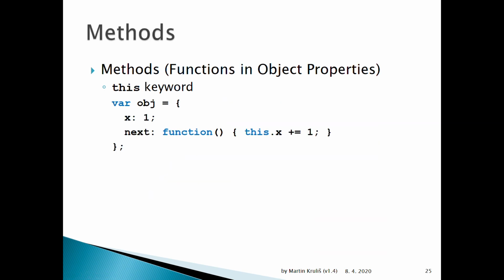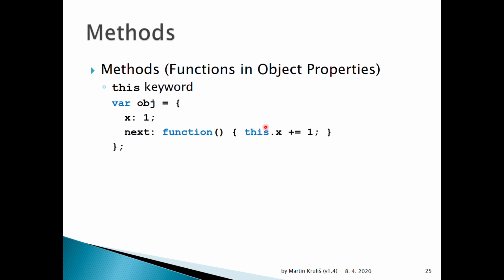Last thing that remains to be explained is the behavior of methods. Actually, by methods I still mean functions inside object properties, but there is one strange thing about these functions, and that's the behavior of this keyword. And by this I mean the keyword this.